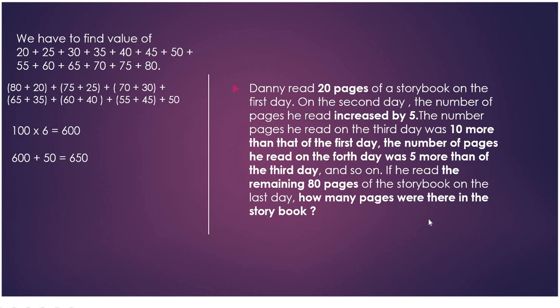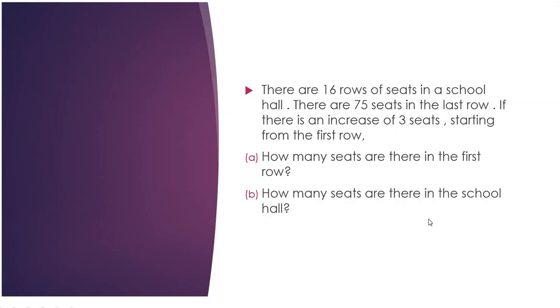So let's see another example. I hope you have not given up yet. There are 16 rows of seats in a school hall. There are 75 seats in the last row. If there is an increase of 3 seats starting from the first row, how many seats are there in the first row? How many seats are there in the school hall?